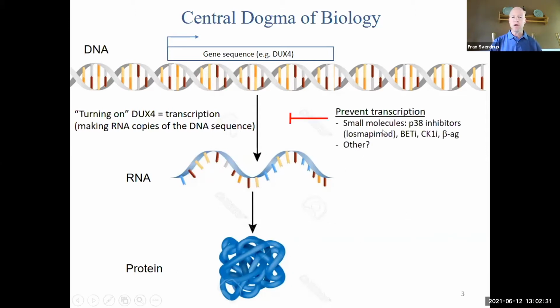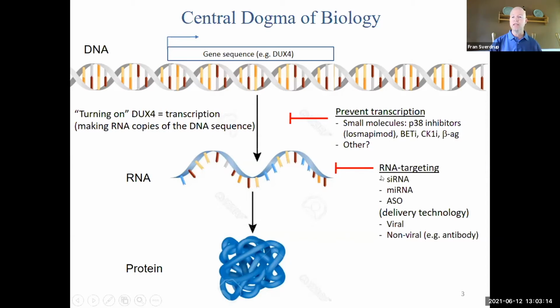So most small molecule strategies target this first step, trying to prevent transcription or turning on of the gene to produce the RNA. That way you get no DUX4 and, you know, problem solved, but easier said than done. There's been a number of publications on drug classes that can do this, including p38 inhibitors. And of course, you know that the p38 inhibitor, losmapimod, is currently in clinical trials with Fulcrum Therapeutics.